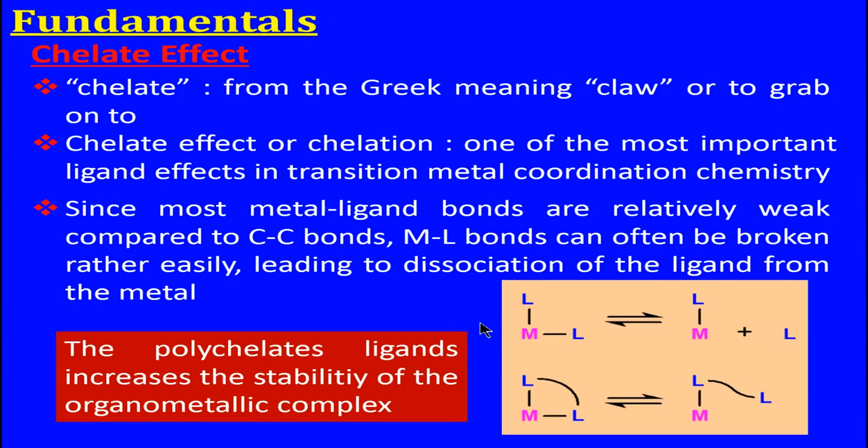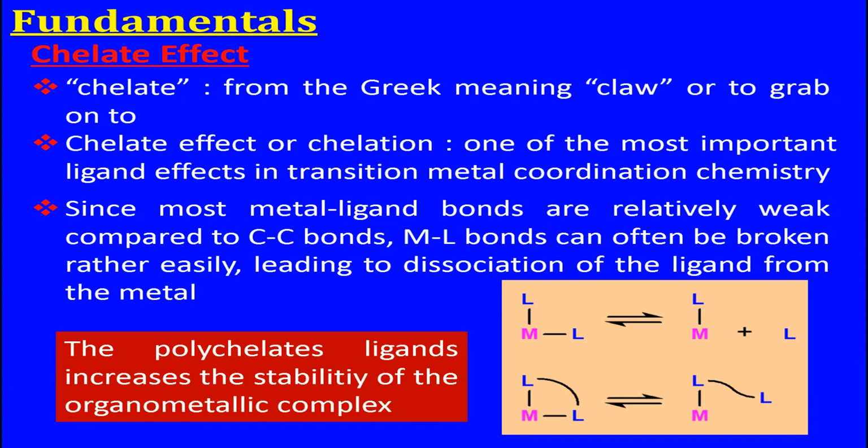Chelate effect, we return to the fundamentals and notation. The term chelate is from the Greek meaning claw, or to grab onto. The chelate effect, or chelation, is one of the most important ligand effects in transition metal coordination chemistry. As the chelation of L to M is strong, the bond ML is more stable.